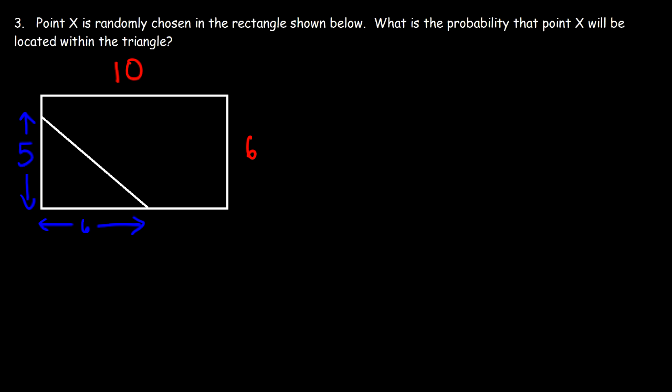Number 3. Point X is randomly chosen in the rectangle shown below. What is the probability that point X will be located within the triangle?